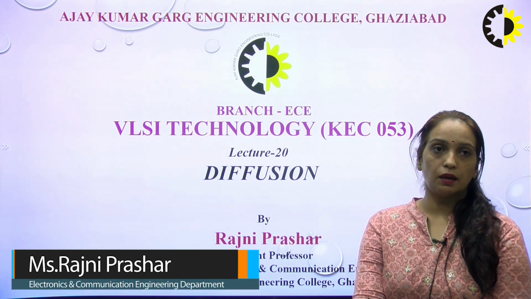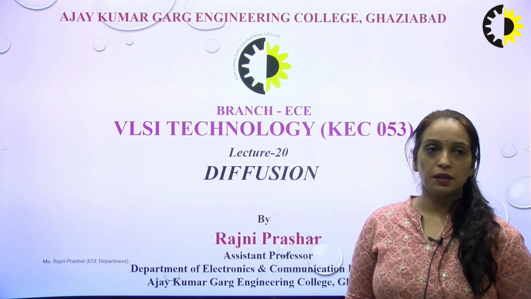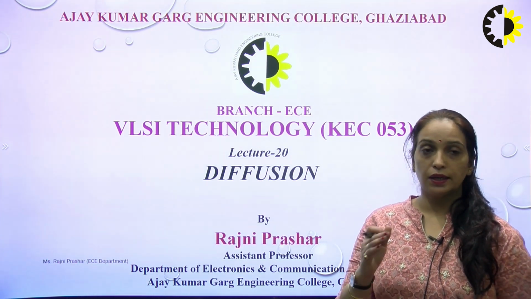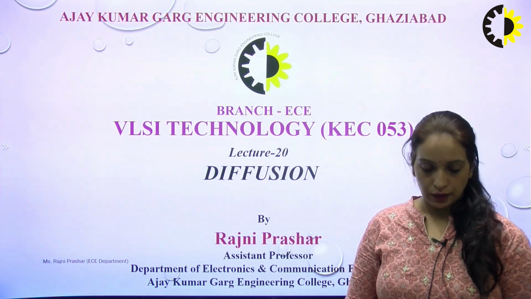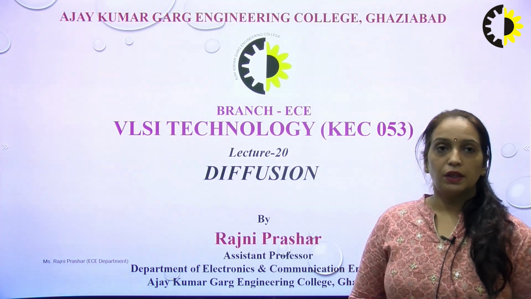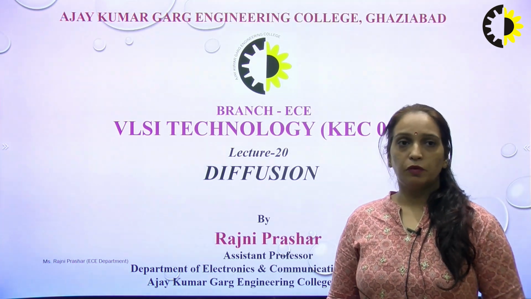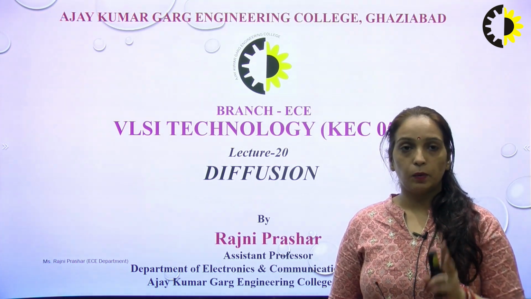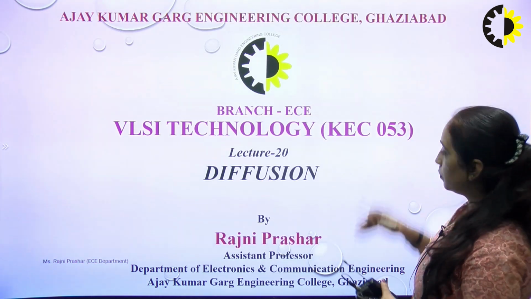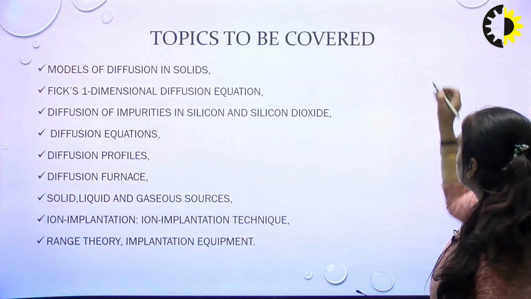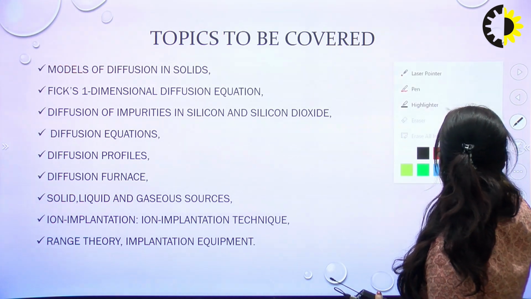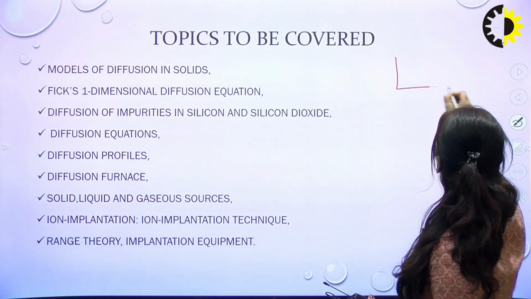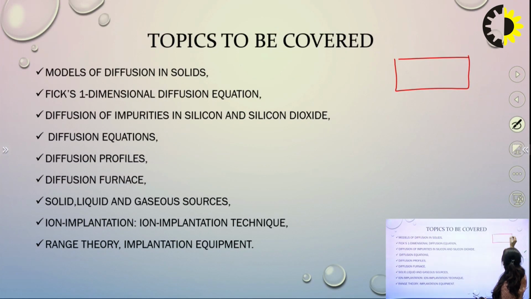The EC students are studying this subject, and in this subject we are going to study the various steps which we follow in the fabrication of any IC, right? So till now we have covered the photolithography process. With the help of the photolithography process, we have created one window, right? With the photolithography process, we have created windows.